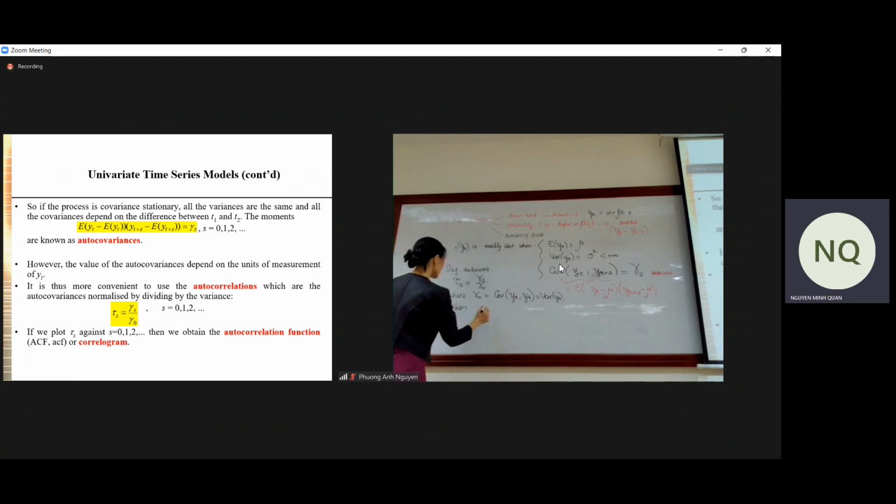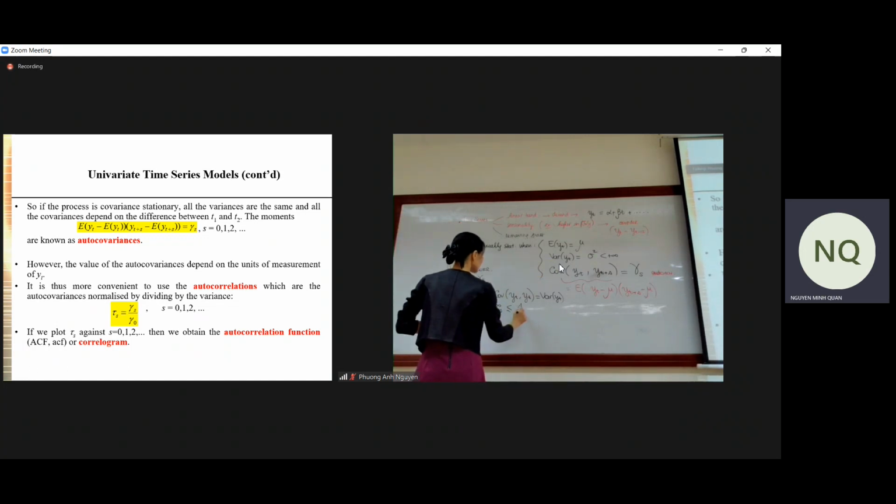You can also prove that tau s, just like the correlation coefficients, is a number from -1 to 1. It's given there. So it's a number from -1 to 1, exactly like the correlation coefficient.